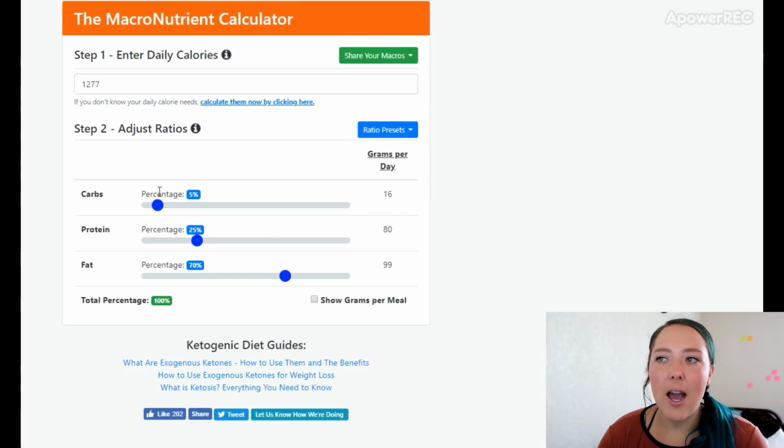So in a day, I should be eating 16 grams of carbs, 80 grams of protein, and then 99 grams of fat. Now that I know exactly how many grams of each macro that I should be eating, I'm gonna put that into my FitnessPal. I use my FitnessPal, it's super easy to track.